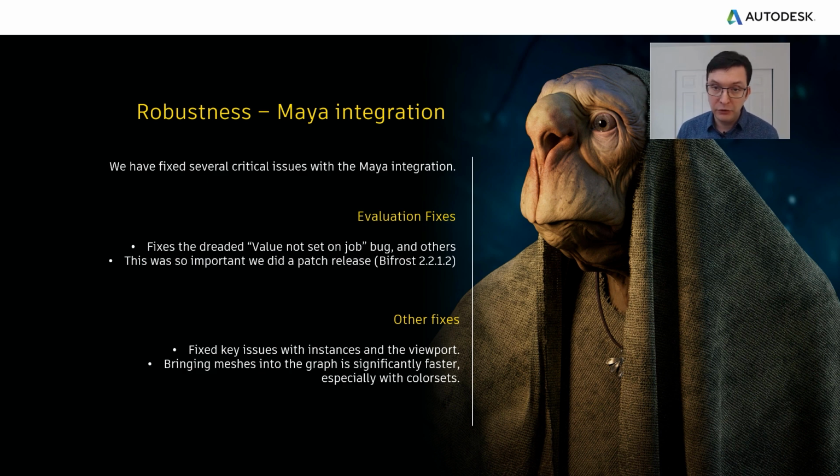So if you're using Bifrost 2.2 in production and want a small upgrade, that's available for you. That's Bifrost 2.2.1.2. There's also a Bifrost 2.2.1.3 now, which fixed a different issue. But those patch releases are tiny changes and safe upgrades. Other fixes, we have fixed some key issues with instances in the viewport, and bringing meshes into the graph is now significantly faster, especially when those meshes have color sets. So that will help people as well.